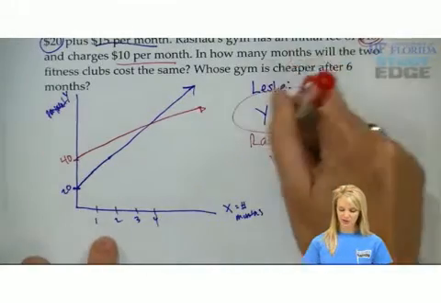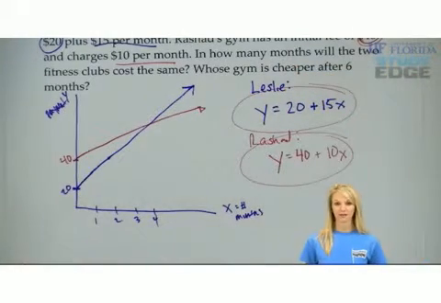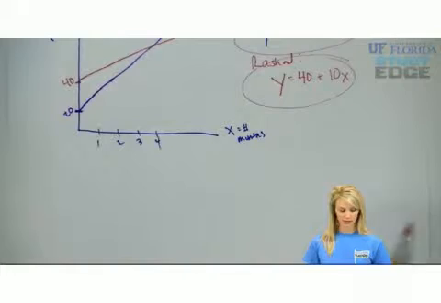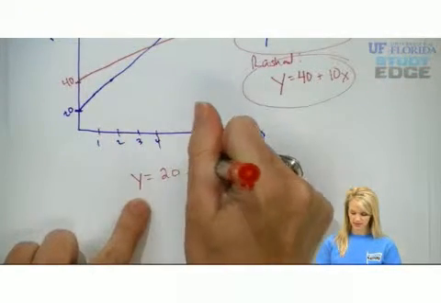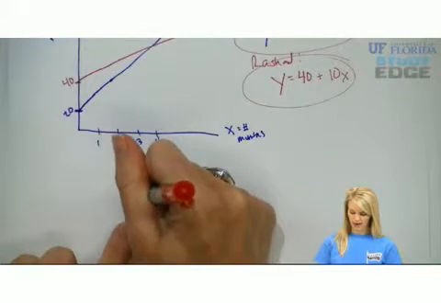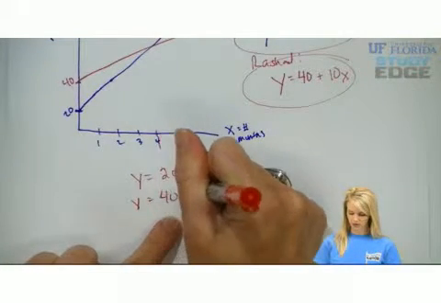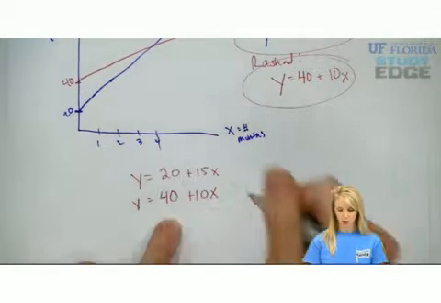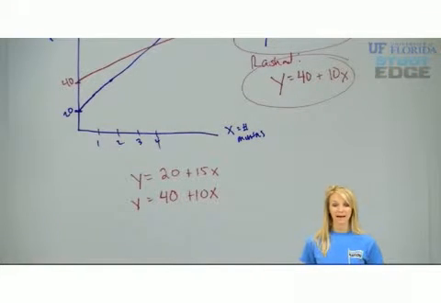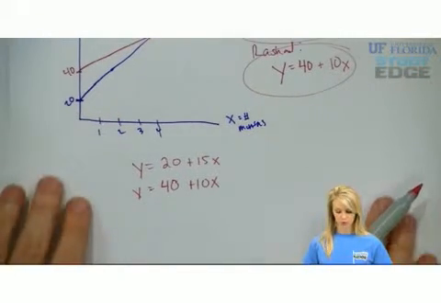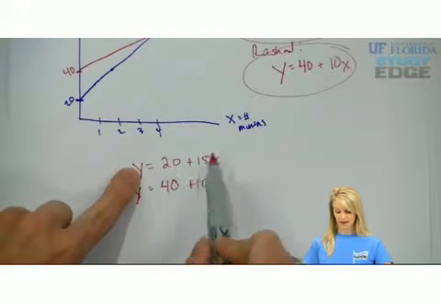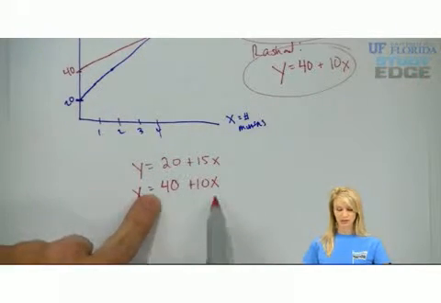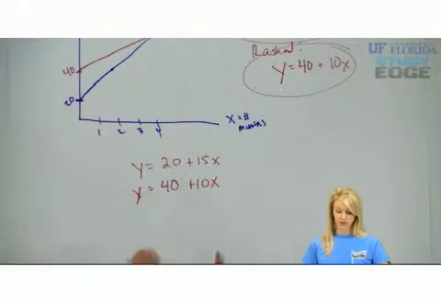Well, now we have two equations, don't we? Let's rewrite those. So we have y equals 20 plus 15x, y equals 40 plus 10x. We want to know when those amounts are the same. When will they be paying the same amount for membership? Well, when the amount that Leslie pays is equal to the amount that Rashad pays. It's when your two are equal.